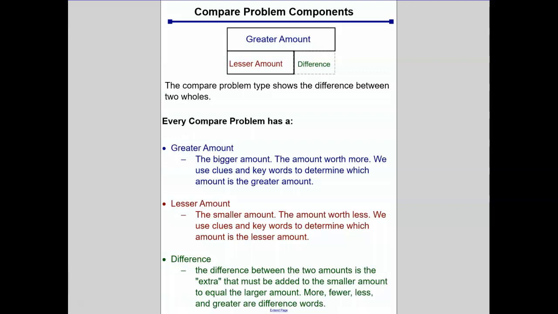There's also the lesser amount. The lesser amount is the smaller amount. It's the amount worth less. We use clues and keywords to determine who has the lesser amount or the less amount of something. The difference is just the difference between the two amounts. It's the extra that you'd have to add to the smaller amount to get that larger amount. We have these things called difference words that tell us right away that the problem is telling us the difference. Those words are more of something, fewer, less, greater. Those tell you right away that you're being told the difference between the two amounts.